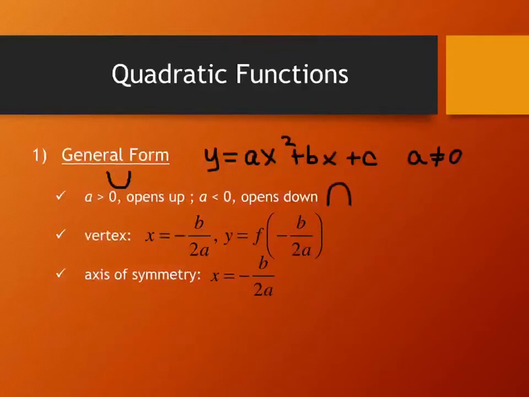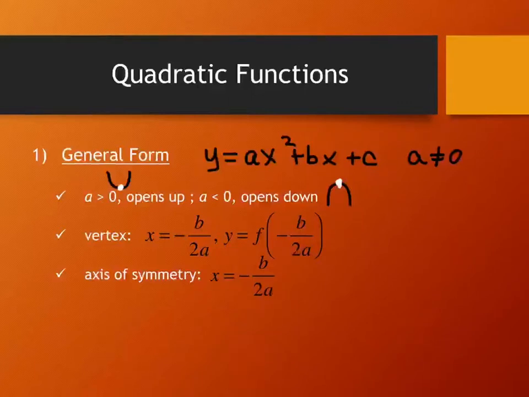The vertex is the point on the parabola that is either the maximum if it opens downward or the minimum if it opens upward. And the vertex is actually found by taking the coefficients in front of the linear and the quadratic terms and making a ratio with them. In particular, x is equal to negative b over 2a. And then you can find the corresponding y value by simply plugging that x value back into your function.